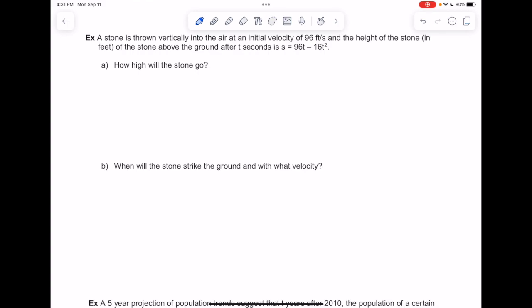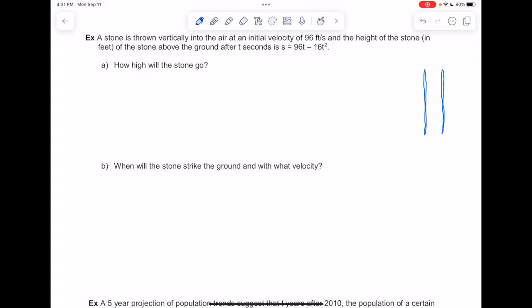A stone is thrown vertically into the air at an initial velocity of 96 feet per second, and the height of the stone in feet above the ground after t seconds is given by s equals 96t minus 16t squared. So the first question is, how high will the stone go? So what we need to realize about that question is, imagining the stone is thrown straight up and then it comes back down. So it goes up and it comes straight back down.